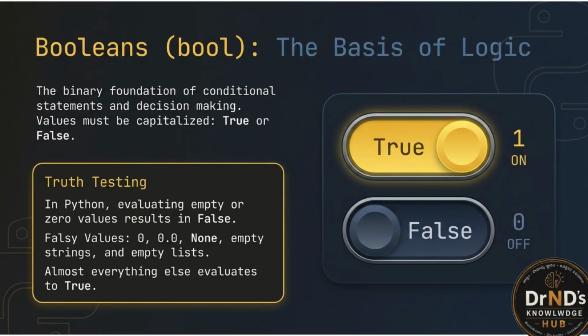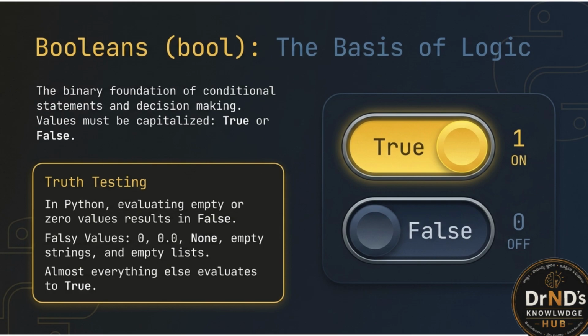For example, 10, 3.14, "Python", and [1, 2, 3]. All of these evaluate to true because they contain meaningful data.